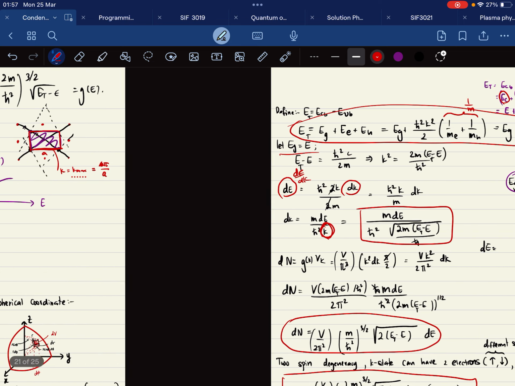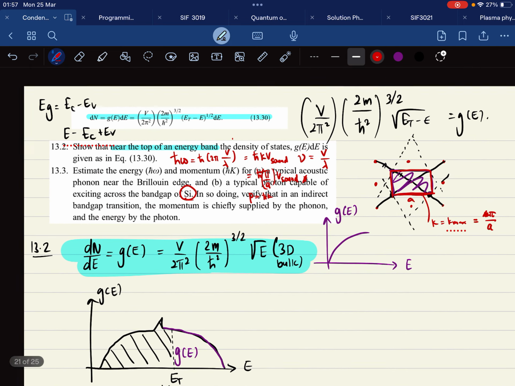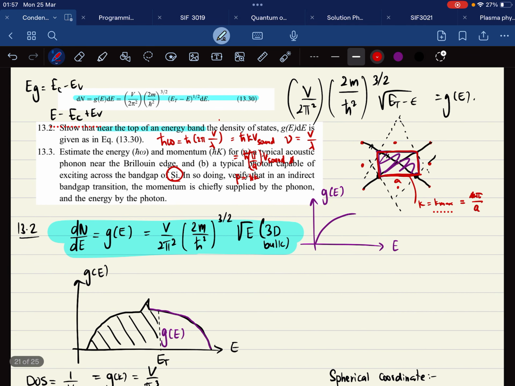So that's the only thing that we have to discuss today. 13.2 is based on my understanding and my thoughts, and 13.3 is also based on my solid state physics knowledge.